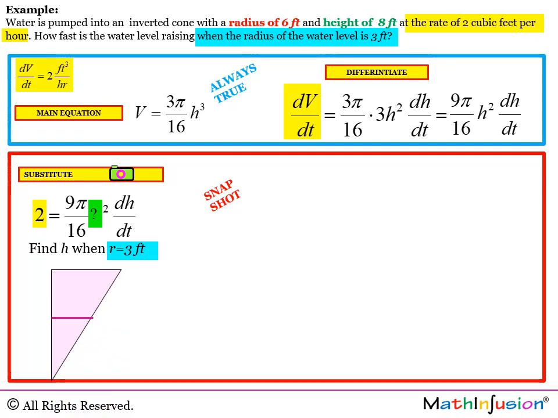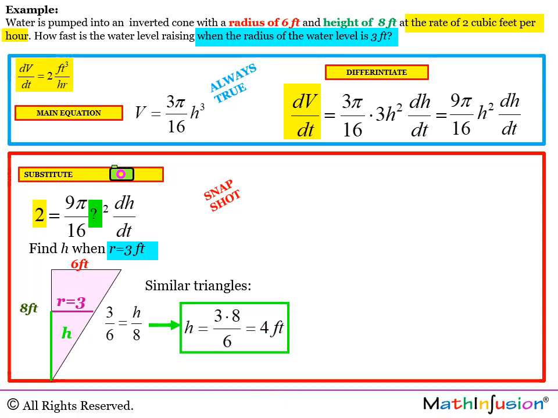I would like to recall the similar triangles. This is always true. You remember that this is always true? Well, so now I'm substituting r equals 3. And you can figure out immediately that h equals 4. You can use this ratio, or it's enough to see that 3 is half of the 6 feet, and h has to be half of the 8 feet. So whenever you like, just do it right, and you will get that h is 4 feet.